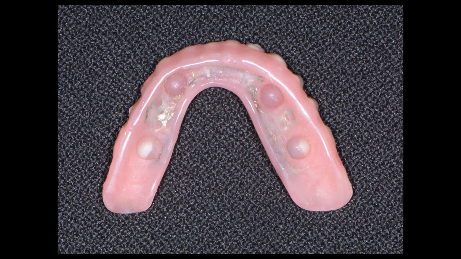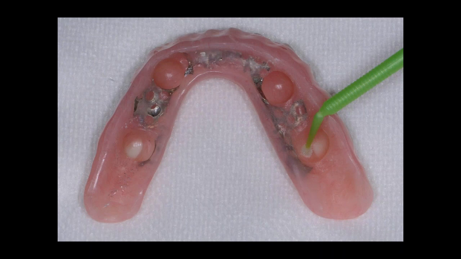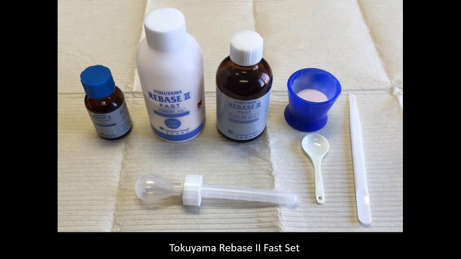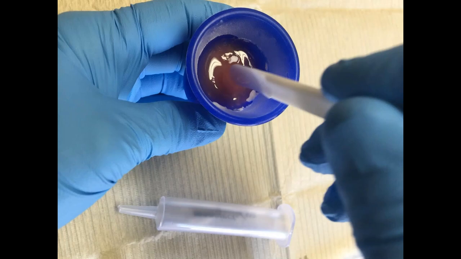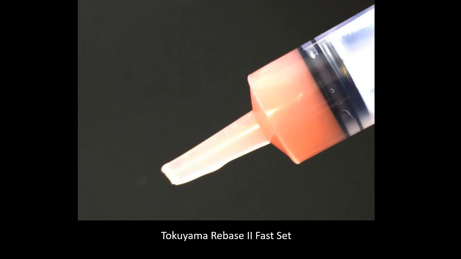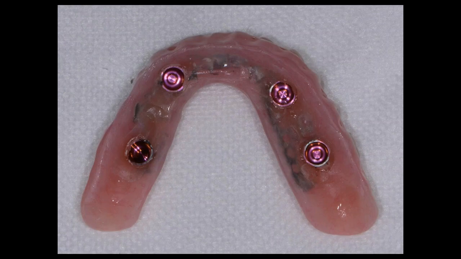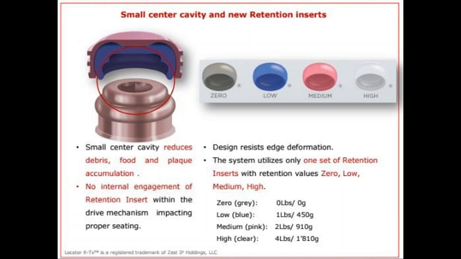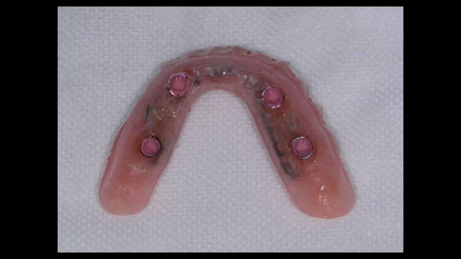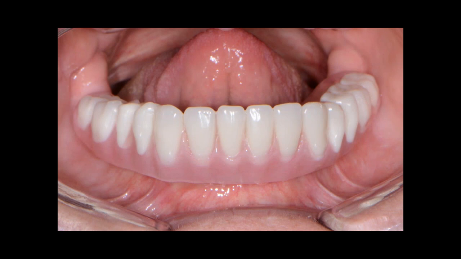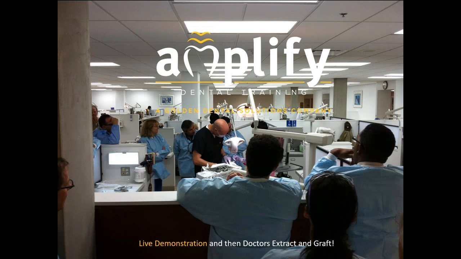And because our setup was ideal from the laboratory for the immediate dentures, we just went ahead and created a new lower denture. We did our own pickup using the Tokiyama Rebase 2 fast material, placing it in a monojet syringe. Here you can see the pickup. And at this point, we'll go ahead and put the snaps in, and we have from low retention to very high retention. I like to usually go with a medium. And here you can see her final overdenture that snaps onto 4 engaged dental implants.